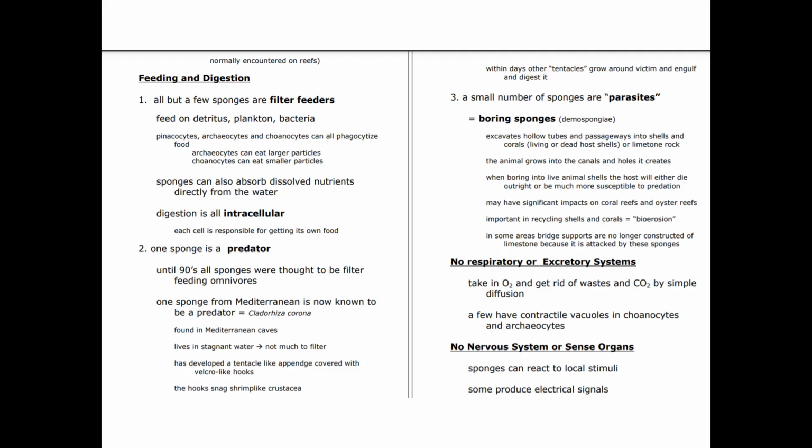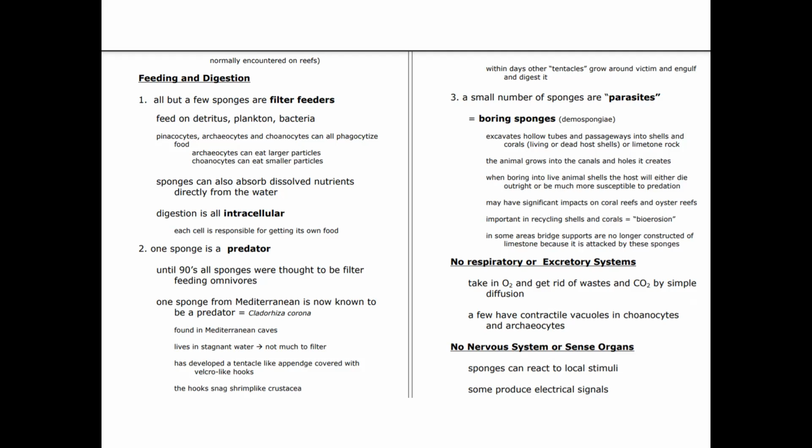Then no respiratory or excretory organ system. All the sponges directly take oxygen and release CO2 by simple diffusion through the pinacoderm and the choanoderm. A few freshwater forms also have contractile vacuoles in choanocytes and archaeocytes for aiding in respiration and excretion.